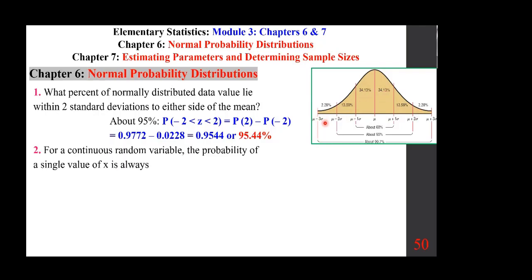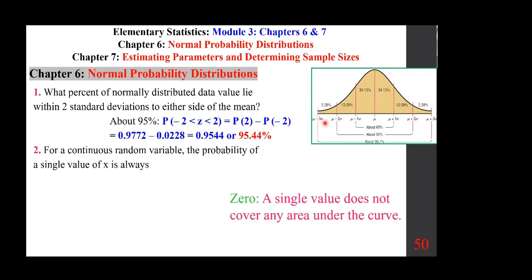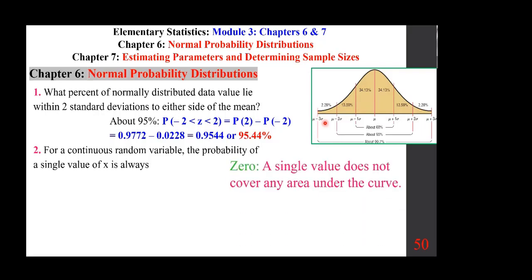For a continuous random variable, the probability of a single value of x is always 0, because for a continuous random variable, we need an area to be covered. Remember, a single value doesn't cover any area. Remember, the total area under the curve corresponds to total probability of 1. Because of that, on each side, we have 0.5. If I were to write this for you, on each side, it covers area equal to 0.5.